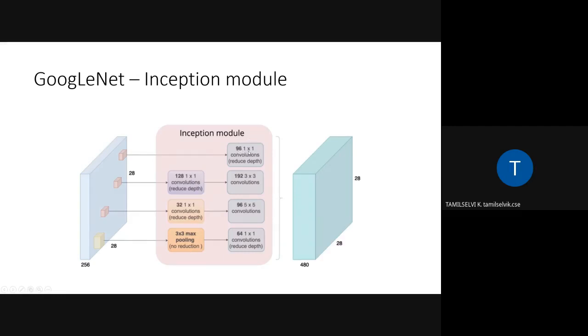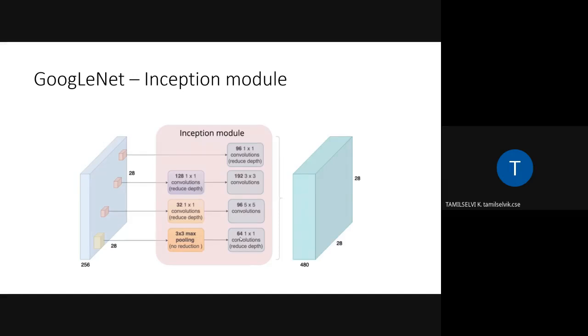Next, I have done 96 filters with 1 cross 1, each doing 1 cross 1 convolution. Then from 128, I have done 192 filters with 3 cross 3. 3 cross 3 convolution I have done, then 96 5 cross 5 convolution, then 64 1 cross 1 convolution. You may ask why 96, 192, and so on. They have designed it like this. They have proven that with this the error rate is reduced compared to VGG and AlexNet. It is their design module.